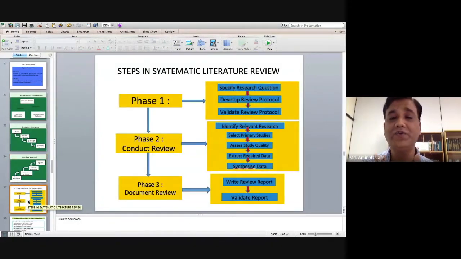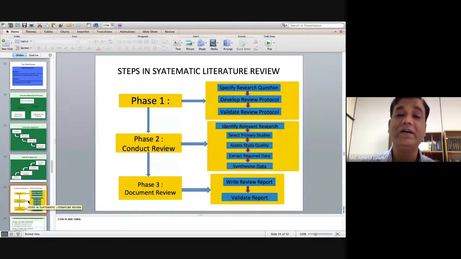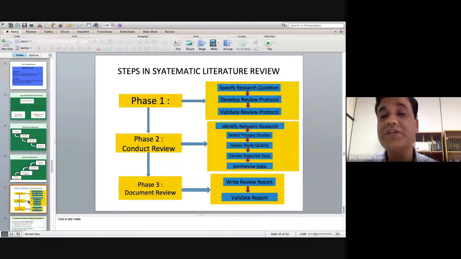Now, let me zoom into specific areas of today's talk. Systematic literature review has three phases. The first phase is basically the introductory phase. What we do here, we specify the research question, we develop the review protocol, we validate the review protocol.